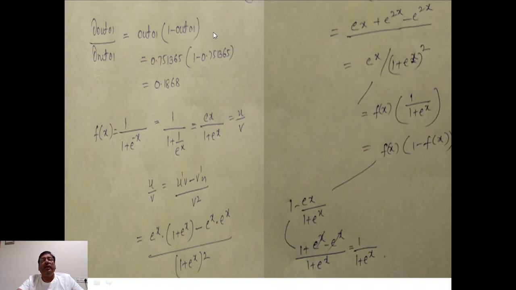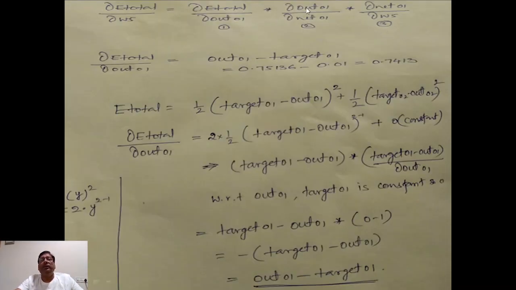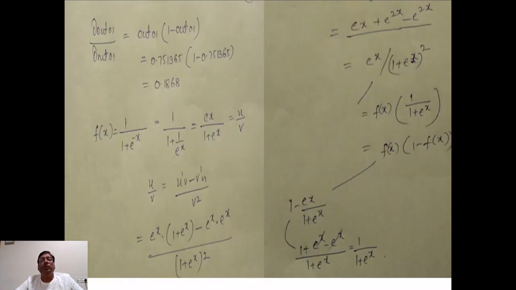Now with this, I can write over here the partial derivative of out O1 with respect to net O1 as out O1 into 1 minus out O1. By replacing the values over here, I'm going to get the value for this as 0.18. So the second step over here is completed. The first step has generated the result 0.74. The second has generated the result 0.18.